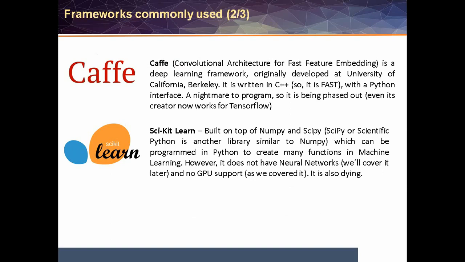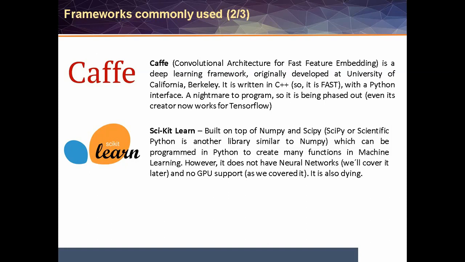More frameworks that we commonly use. Caffe, or Convolutional Architecture for Fast Feature Embedding, was developed by the University of California, Berkeley. It's written in C++, so it is fast. I hate this stuff, honestly. I mean, for me, it's way complicated to program. You have to create different programs if it's going to run on a GPU or a CPU. I don't see this going anywhere. It's still used, but for me, it's going to die.